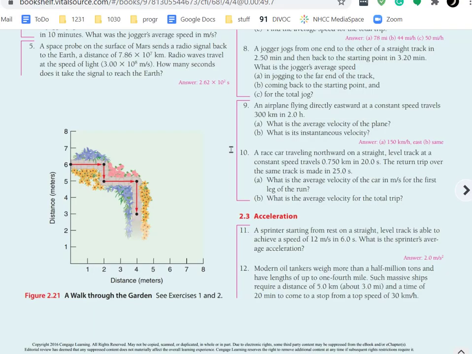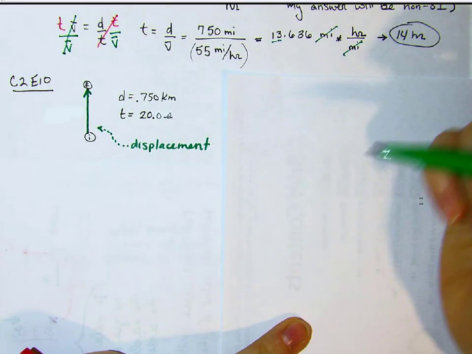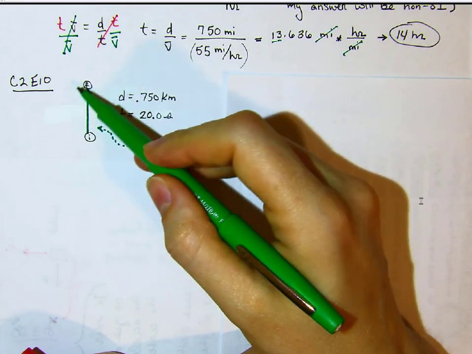I'll do number 10. A race car traveling northward on a straight, level track at a constant speed travels 0.750 kilometers in 20 seconds. And both of those look to be 3 sig figs. The return trip over the same track is made in 25 seconds. Also 3 sig figs. Part A. What is the average velocity of the car in meters per second for the first leg of the run, or the first segment? I drew a little sketch where this is my initial position, that's my final position.